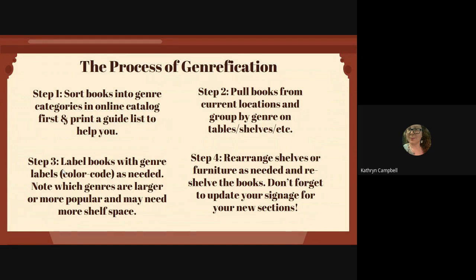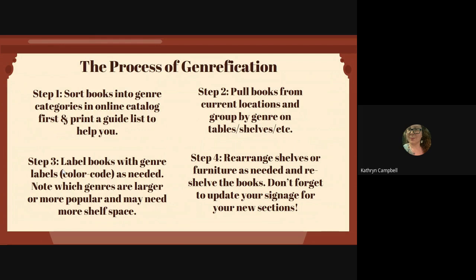She first sorted the books into genre categories in the online catalog, making sure that each book was assigned a genre online, and then printed a guide list in order to help her know which books to pull from which section. And then she started by pulling books one by one from current locations and grouping by genre on tables or shelves, and just setting them aside together to get ready to be relabeled.